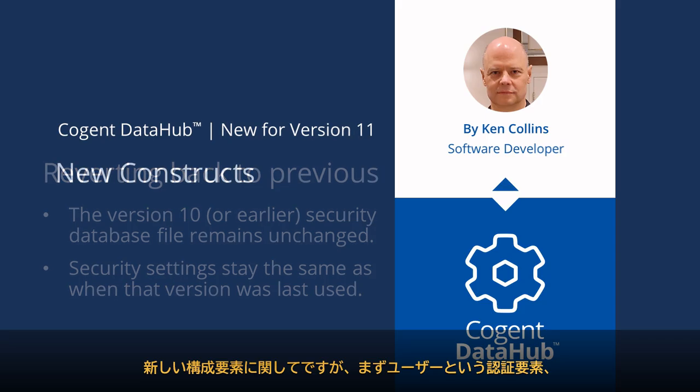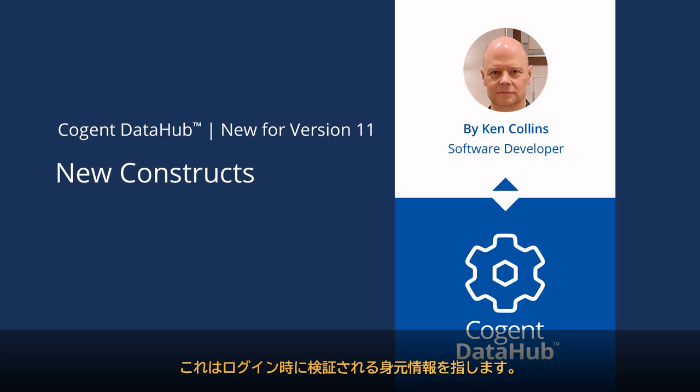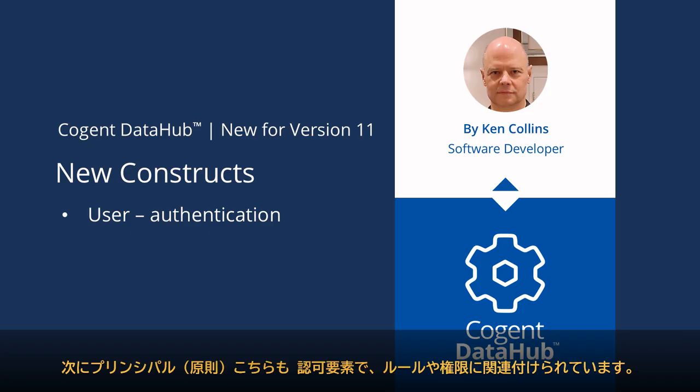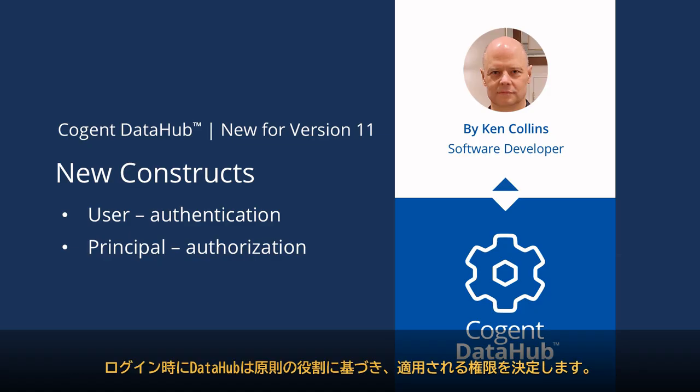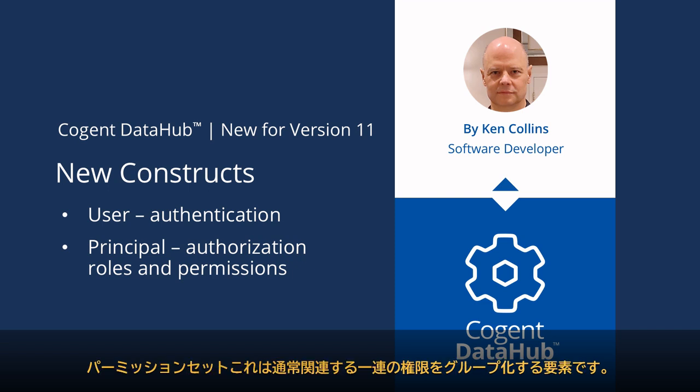As far as the new constructs go, we have a user, which is the authentication element, essentially the identity to be validated during login. Principal is the authorization element, and it is associated with roles and permissions. During login, DataHub determines the effective permissions based on principal role membership.